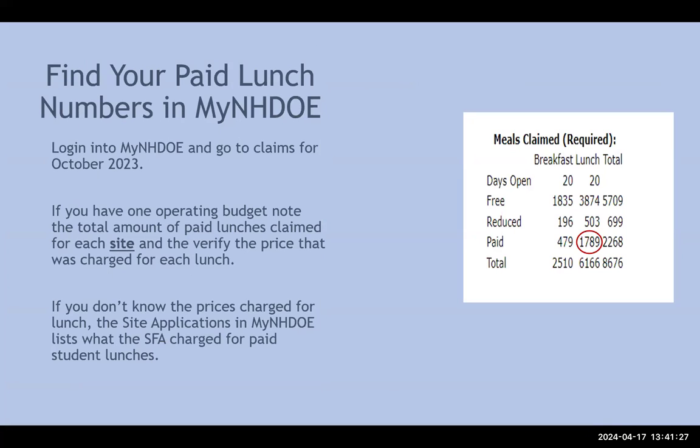Find your paid lunch numbers in My NHDOE. So log into My NHDOE and go to claims for October of 2023. If you have one operating budget, note the total amount of paid lunches claimed for each site, and then verify the price that was charged for each lunch. If you don't know the prices charged for lunch, the site applications in My NHDOE list what the SFA charged for paid student lunches. Please do not use a POS report for total student paid lunch prices and the total amount of paid lunches. Use what was claimed for accuracy.